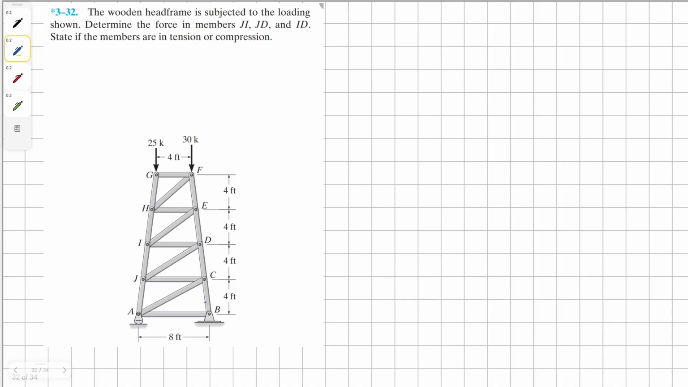To solve this problem, we'll have to cut this member twice. First to find the value for JI and JD. Then we'll have to cut once again between HI and ED to find our force for member ID using method of joints. Okay.